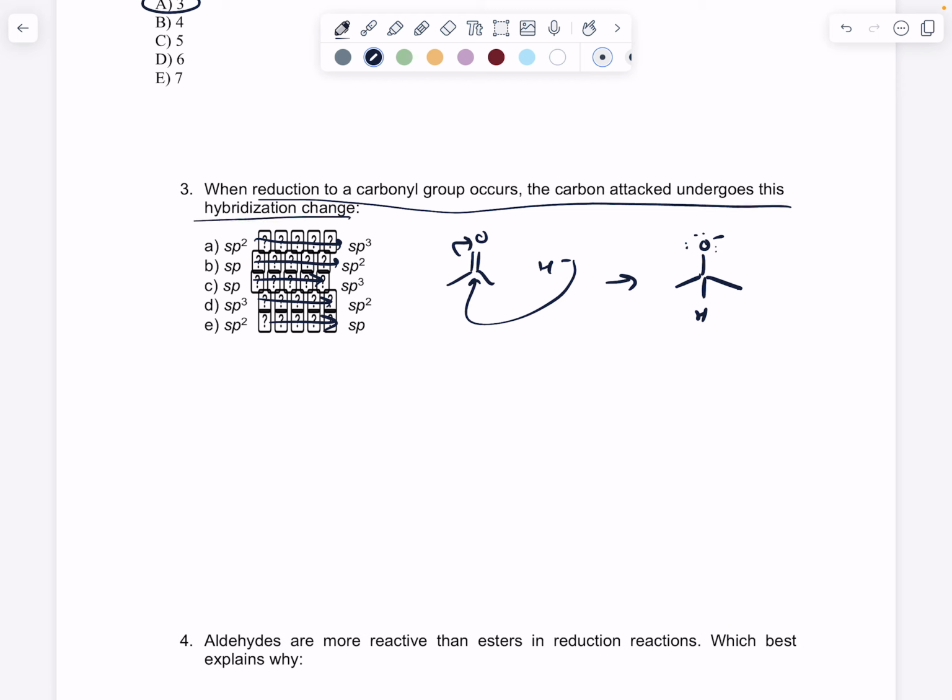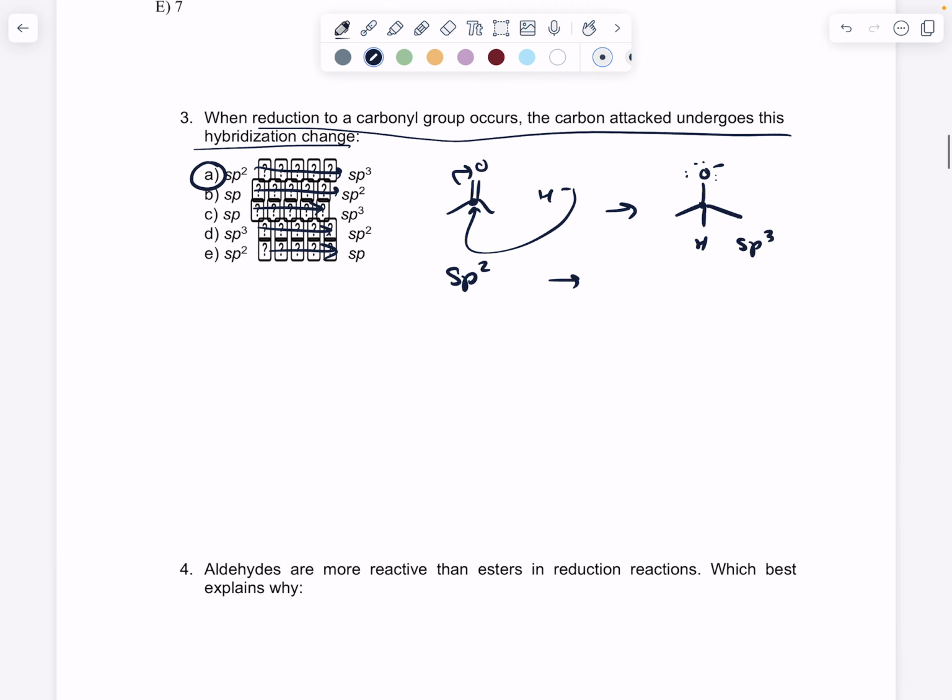So I had a very similar question to this. It might have just been the reverse of this on the practice exam. So I had anticipated y'all to get this pretty easily, but the hybridization of this one is sp2, and the hybridization of this one is sp3. So that is the change from sp2 to sp3. So that is answer choice A.